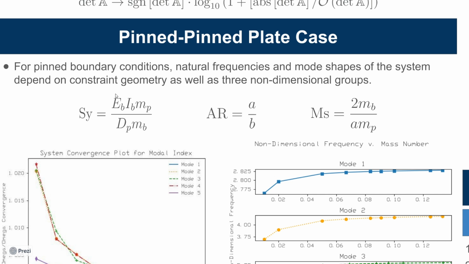The system number depends on the elastic modulus of the beam, the moment of area of the beam, the mass per unit area of the plate, the flexural rigidity of the plate, and the mass per unit length of the beam. The aspect ratio only depends on the ratio of the 2 lengths of the 2 sides of the plate. Finally, the mass number depends on the mass per unit length of the beam, the mass per unit length of the plate, and the length of one of the sides of the plate. So again, the natural frequencies of the system and the mode shapes depend on these 3 parameters, as well as the position of the beam with respect to the plate.